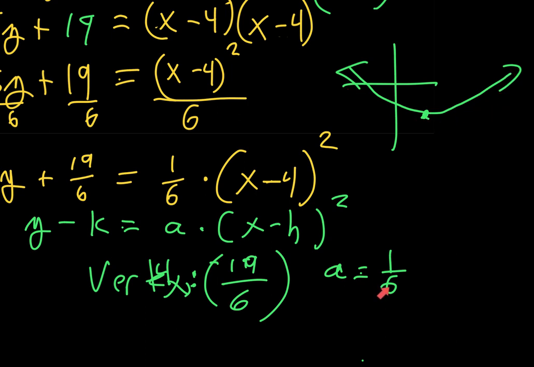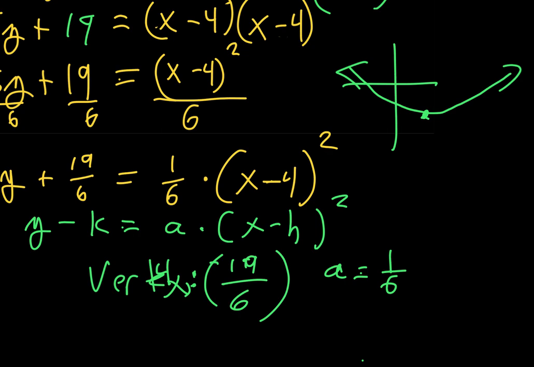If this number were greater than 1, if I had a number like 2, it'd be much steeper. So much like the slope of a line, the higher the slope is, the faster it goes up. It's the same thing with a parabola. This is kind of like the slope. Not exactly, but similar. So if it's a smaller number, closer to 0, it'll be a much flatter parabola.